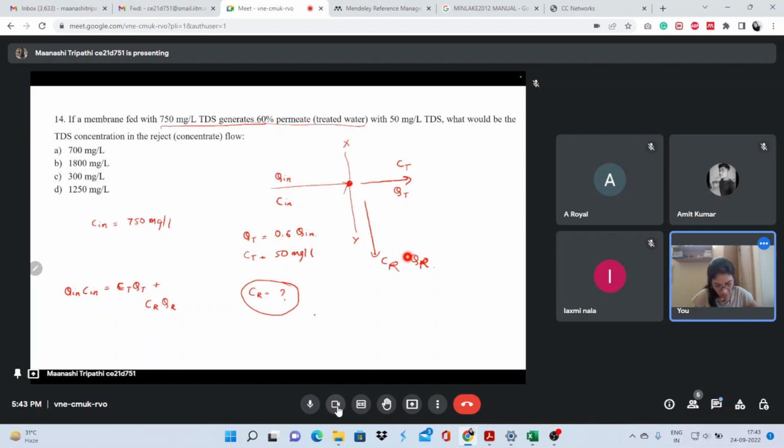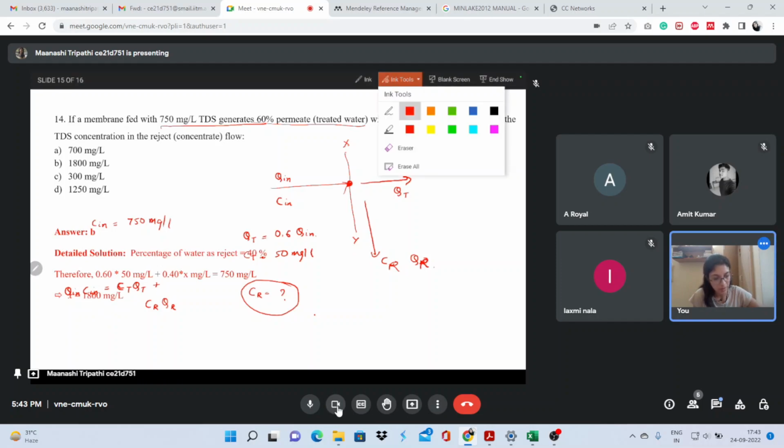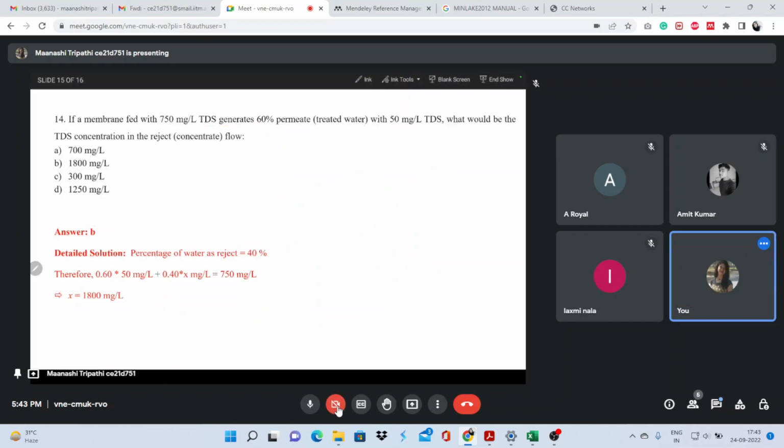Everything is there. C in we have. Everything we have, and we just have to solve. We will see the solution. I'll clear the screen so that you can understand it. See for yourself if you can understand this.